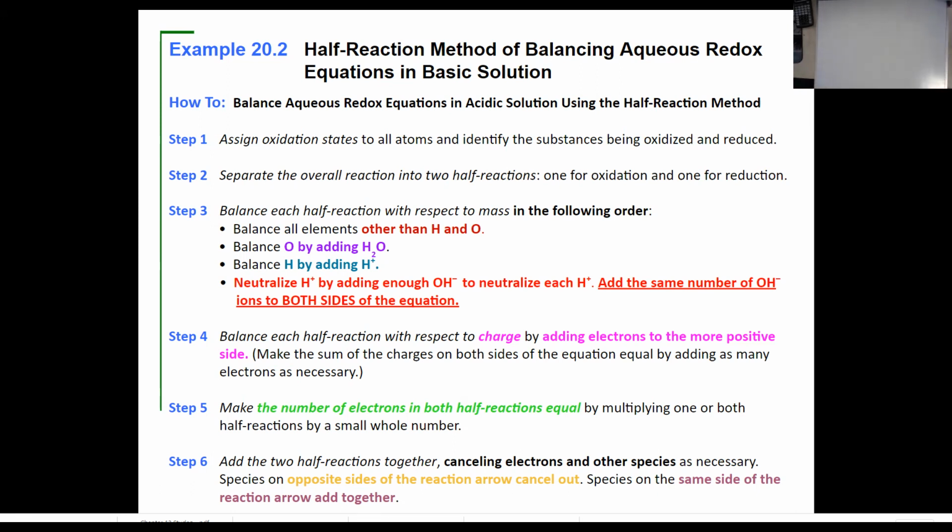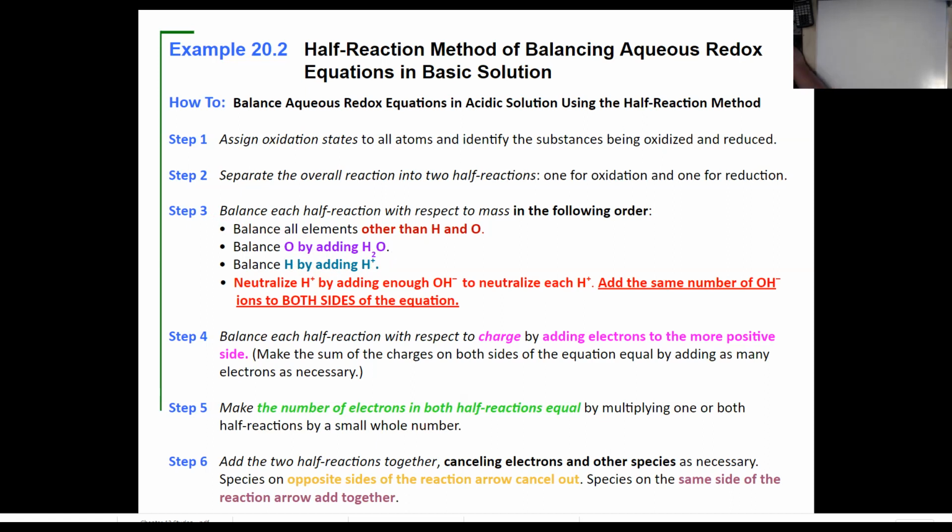I'm pretty sure that the notes Professor Xian gave you recommend that you wait until the final step to get rid of the excess hydrogen ions. That's fine. But the way your textbook presents it, and the way I'm going to present it, is after we go through the other parts of step 3, after we balance all of our elements, balance the oxygen with water and balance the hydrogen with hydrogen ions, we're going to say to ourselves, well, I'm in a basic solution.